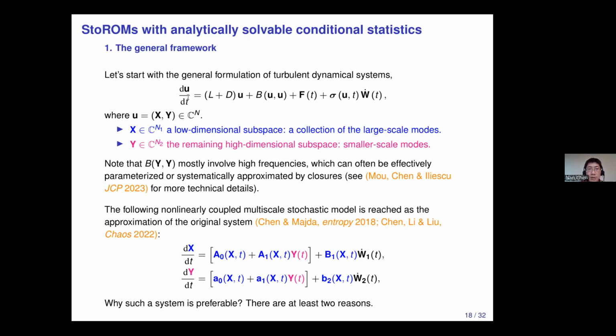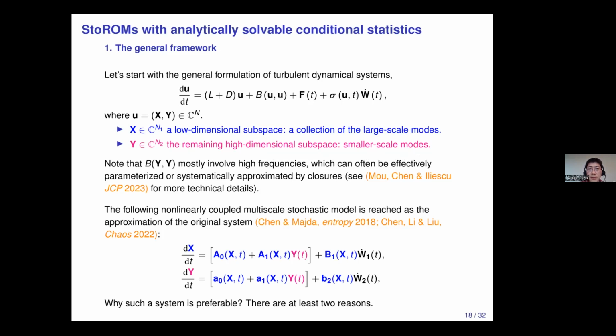So let's think about a decomposition of this U. We put X and Y as two vectors, which will combine to represent this U. So think X is in a relatively low dimensional space, which is a collection of large scale modes, and Y is the remaining relatively high dimensional superspace. You can think about it as smaller scale or unresolved scale modes.